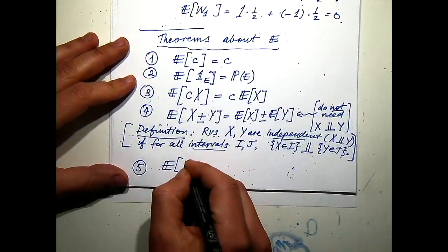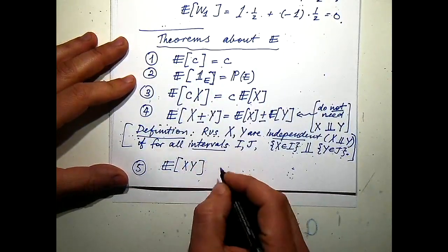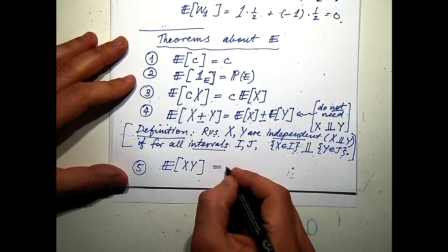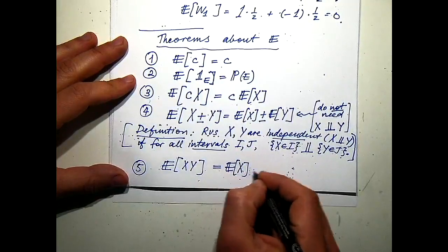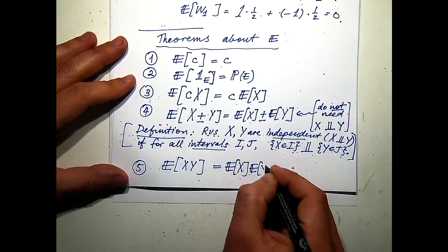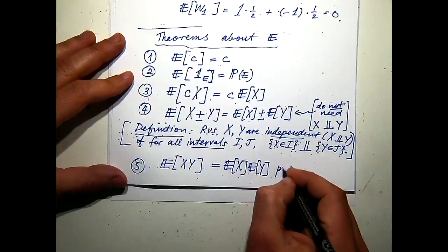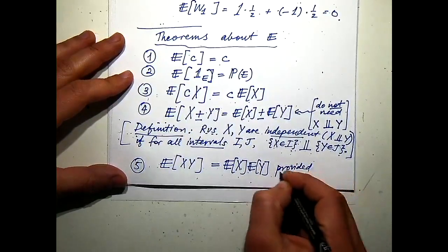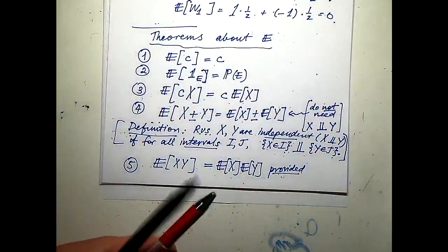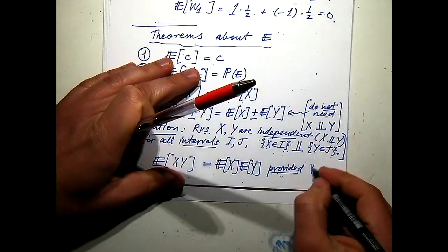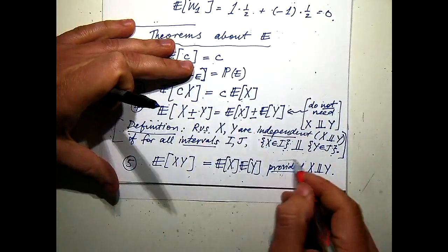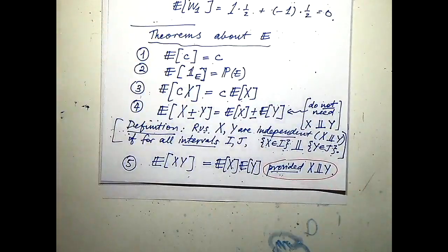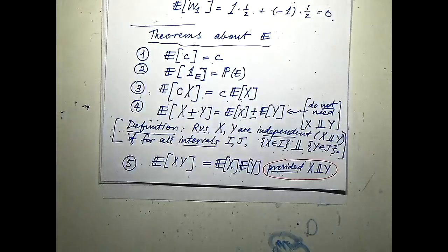The expected value of X times Y is equal to the expected value of X times the expected value of Y. Now I should put the proviso at the start, but the big proviso in red: this is not true, cannot be assumed to be true, unless X is independent of Y. So independent random variables have their expected values multiplied. It is not true for non-independent random variables.